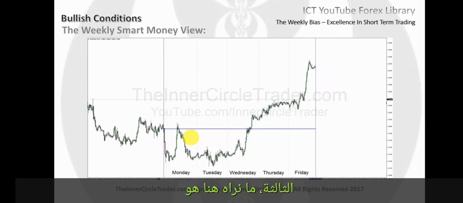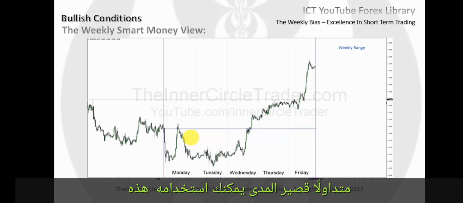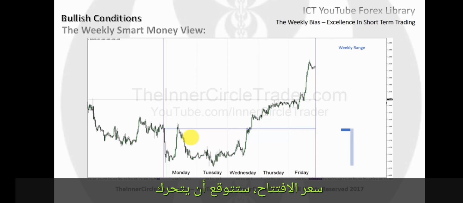In terms of Power 3, what we're seeing here is the relationship day by day and what price has done with that opening price. But in terms of a weekly range, if you're a short-term trader, you can use this insight and not have to worry about day trading at all. Once you know the opening price, you're going to be anticipating that move down below the opening price.